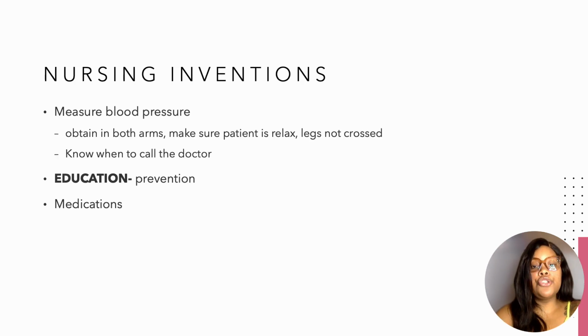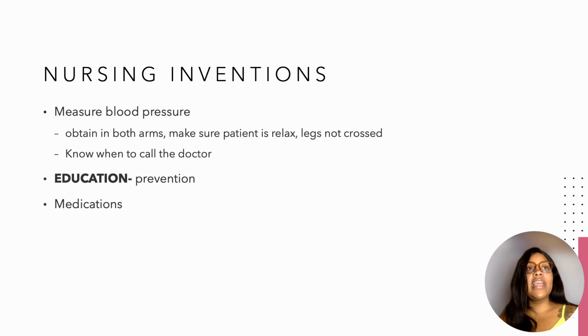So what are you going to do for hypertension? We're going to give our patient antihypertensive medications as ordered. Just make sure that you go over your pharmacology to know common medications that we give, your ACE inhibitors, your ARBs, your diuretics, and medications like that.